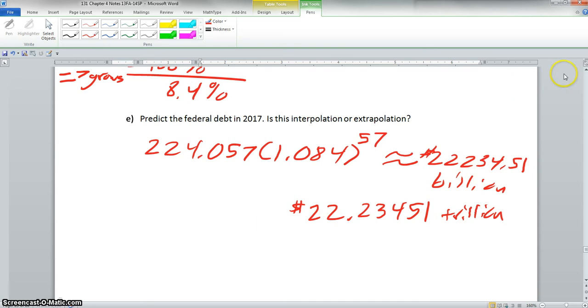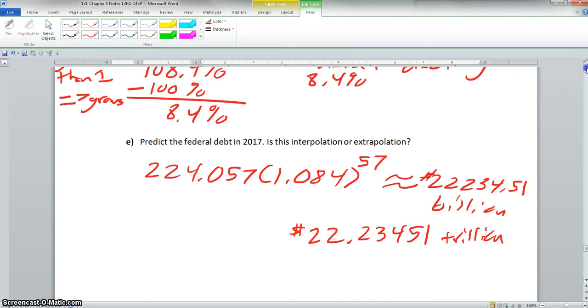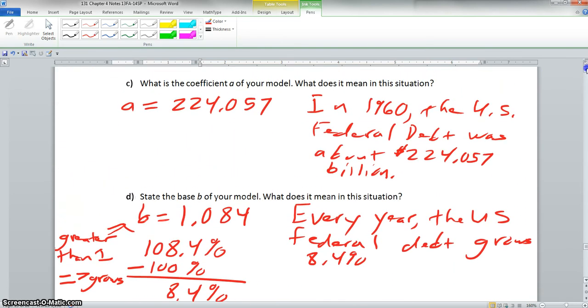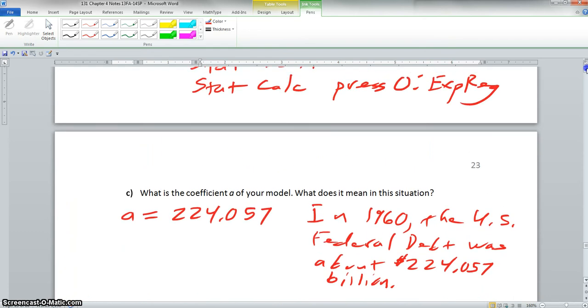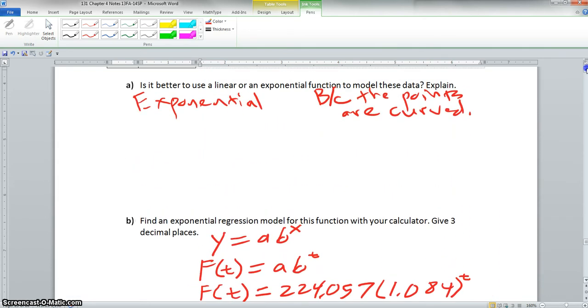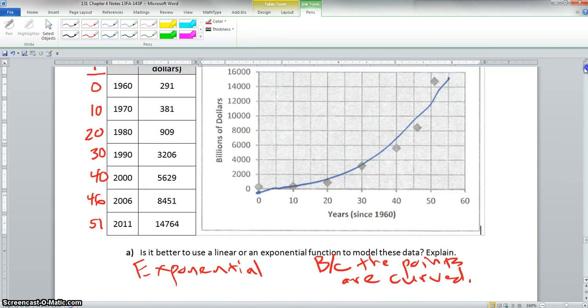Now, if we scroll back up to our chart, if you look here at our chart, the largest number we have is 14,764, which is actually 14.764 trillion.